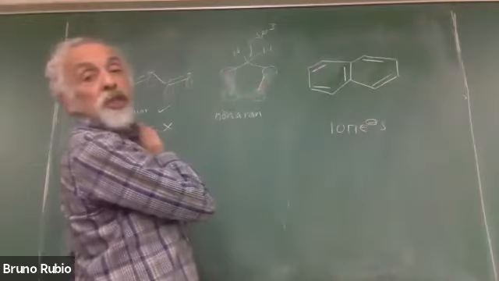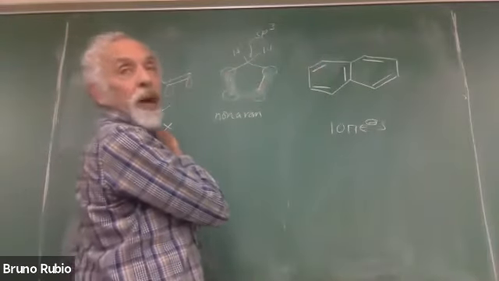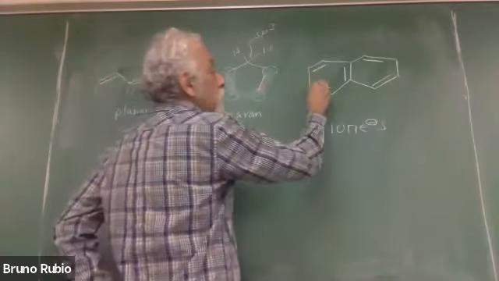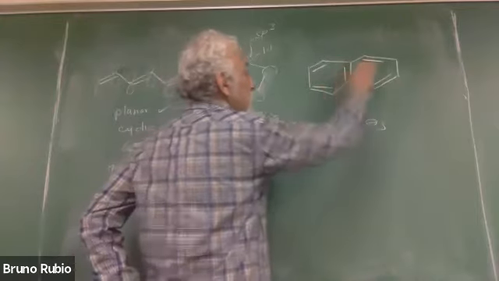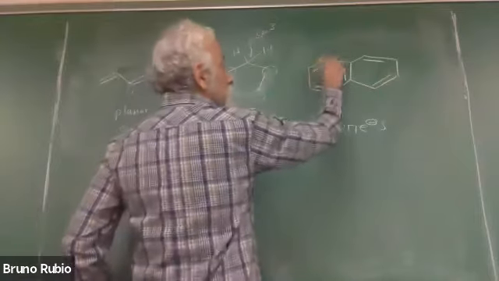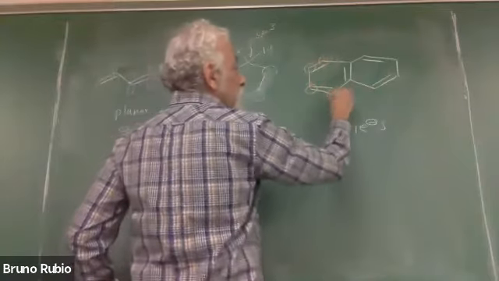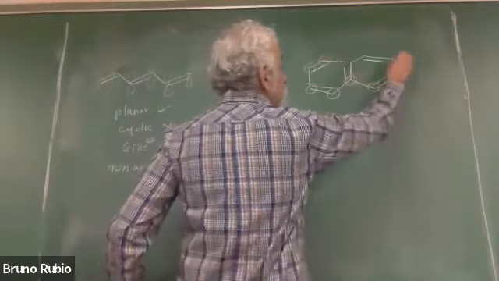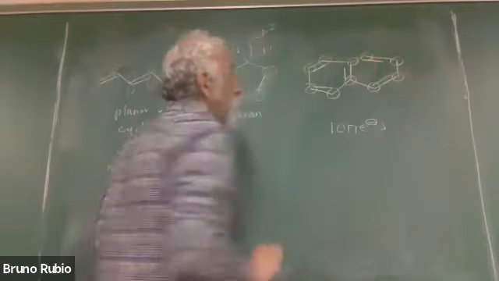That represents 2 pi electrons. 2, 4, 6, 8, 10. 10 pi electrons. And there's a p orbital there, there's a p orbital there, and so on, a p orbital on each carbon around the ring.